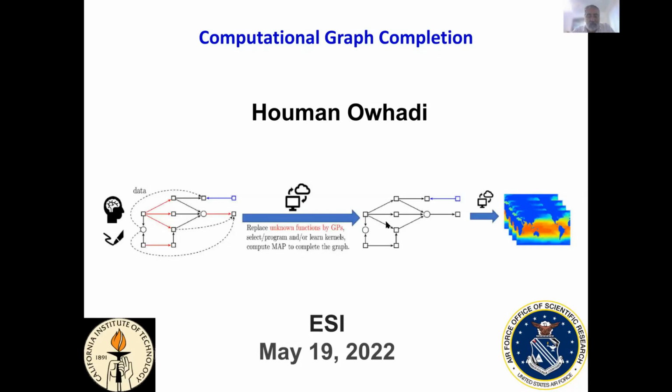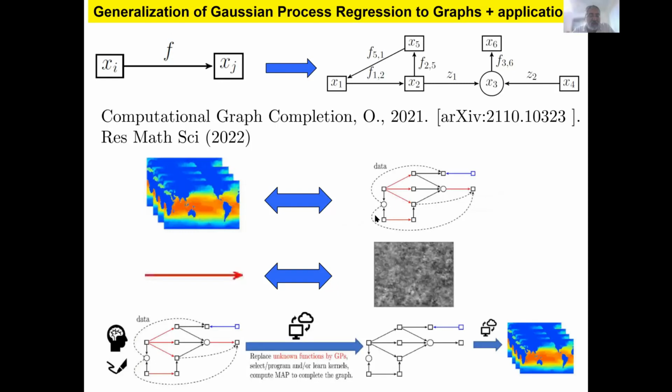So the main thing that I would like to do essentially in this talk is to generalize Gaussian process regression from input-output functions to graphs, or more precisely to computational graphs. This generalization is motivated by three observations.